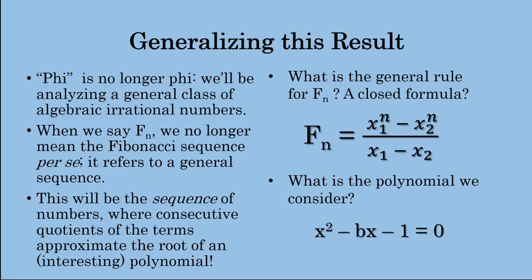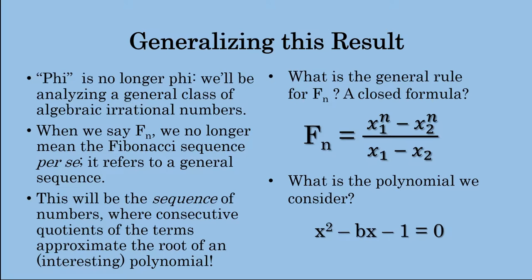But let's think about how we would generalize this result, all right? So in this case, let's try to find a formula or some related connection, because I'm telling you that there is one that exists. There's a very interesting theorem that exists, and I'm going to present it to you. So in generalizing it, phi is no longer actually phi, so to speak. I know that sounds somewhat contradictory, but we'll be analyzing a general class of algebraic irrational numbers. So we're replacing phi with a more general kind of number. It's a general irrational number, as we'll see.